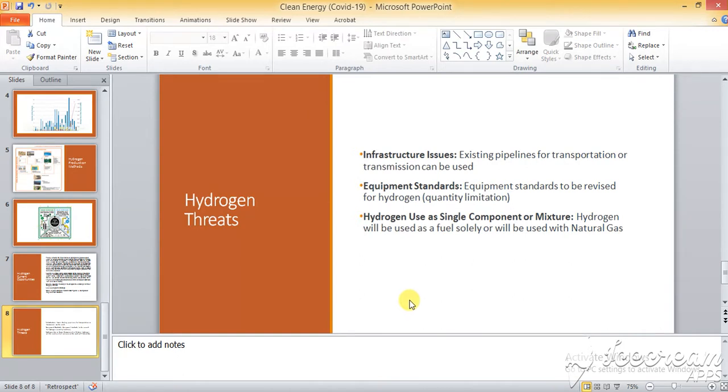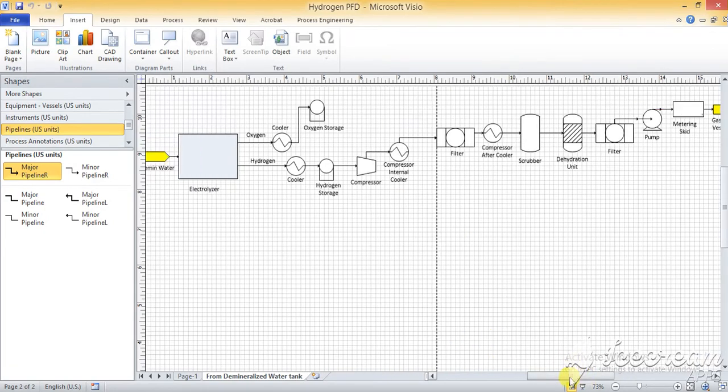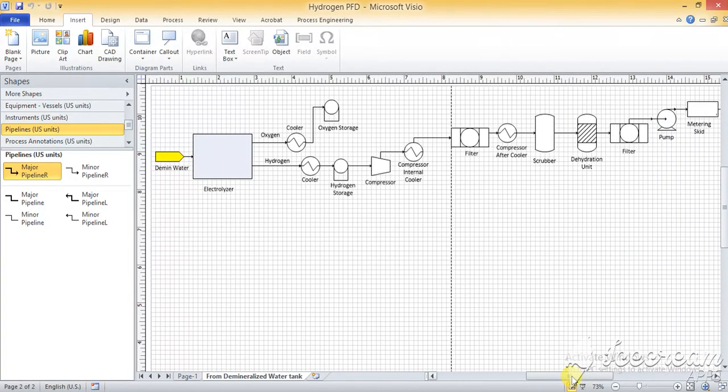Now I will show you a simple process flow diagram for the hydrogen process or the green hydrogen production facility. So as you can see on the screen, we have different components here. Those are showing how the hydrogen is produced in a green hydrogen production facility. So basically our whole production facility starts from here.